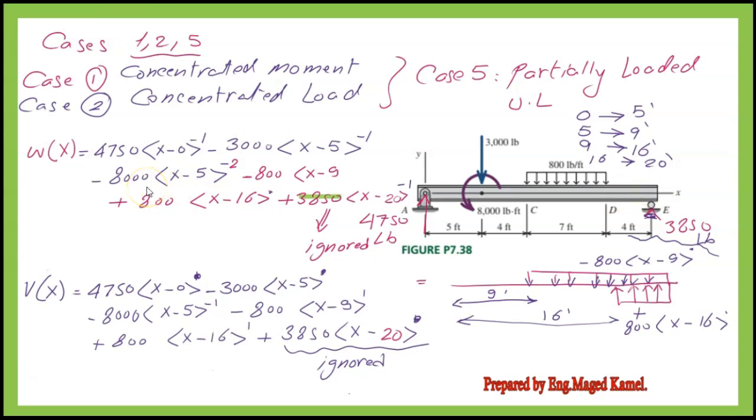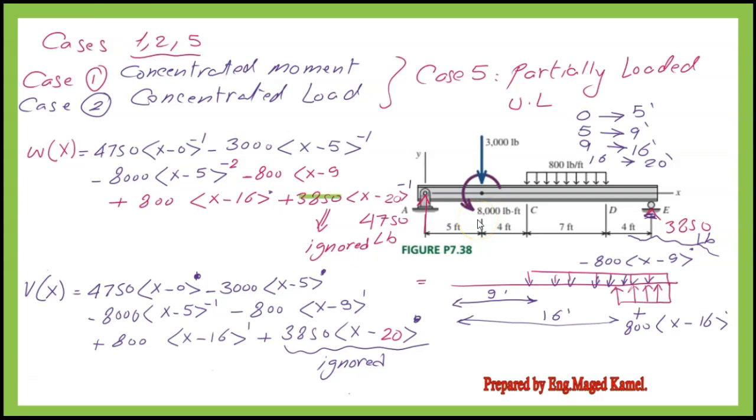We start to write the load intensity W of x equals, the first reaction is 4,750 pounds acting upward in the positive direction. So we'll write 4,750 multiplied by, this is Macaulay's expression, bracketed x minus 0 raised to the power of minus 1, and then this is downward load, minus 3,000 pounds multiplied by x minus 5 raised to the power of minus 1.